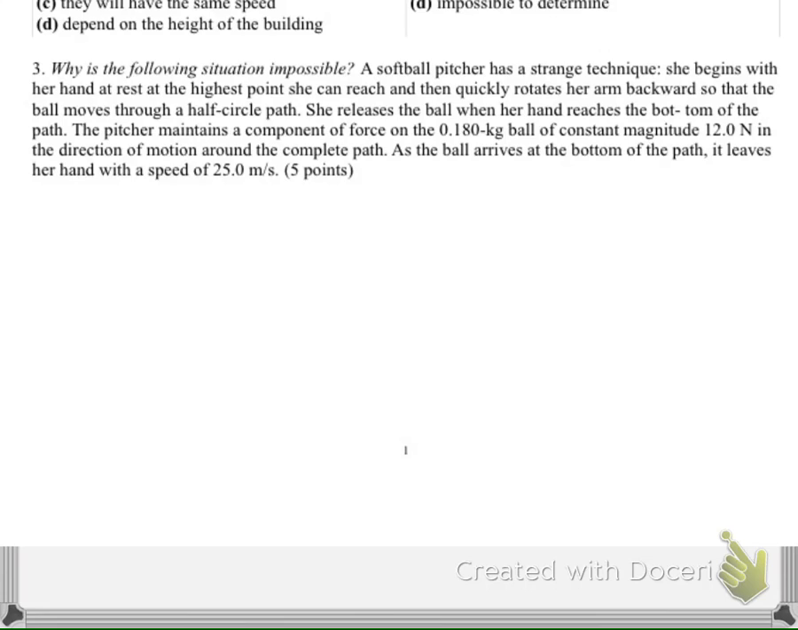The pitcher maintains a component of force on the 0.180 kilogram ball of constant magnitude 12.0 Newton in the direction of motion around the complete path. As the ball arrives at the bottom of the path, it leaves her hand with a speed of 25.0 meters per second.